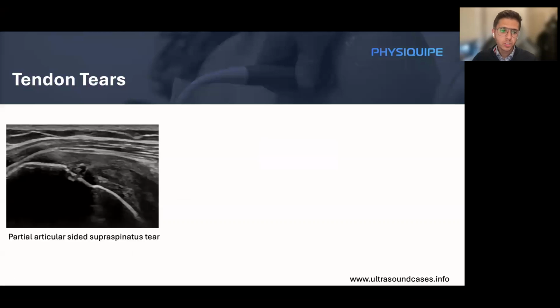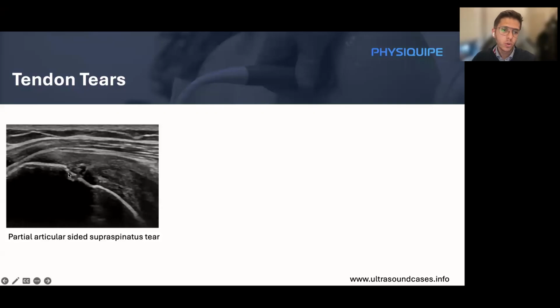So some examples on ultrasound. Again, apologies if you're very well versed in ultrasound. This will be fairly straightforward, but for those who aren't, this is a really nice image of a partial articular-sided tear. Technically with rotator cuff tendons, we often split them between articular surface tears versus bursal surface tears. And here you can see a really nice hypoechoic area suggestive of a partial articular-sided supraspinatus tear.